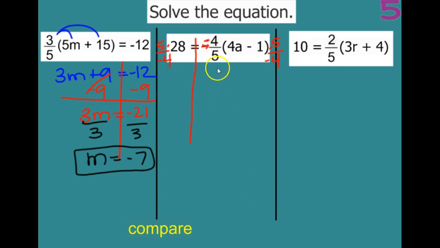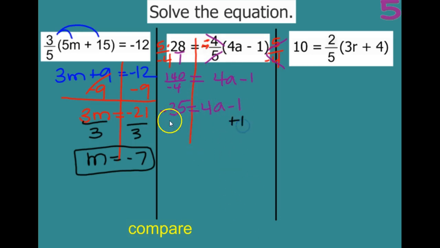That will undo this 5 and the 4 and leave us with 4a minus 1, which is a nice whole number. Over on this side, we're just multiplying straight across. In my calculator, 5 times 28 gives me 140. On the bottom, negative 4 times 1 is still negative 4. So if I divide that, I get 35, or negative 35. Now this is what we did to avoid having weird decimals. Now it's just a nice problem.